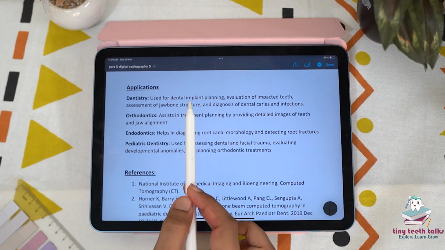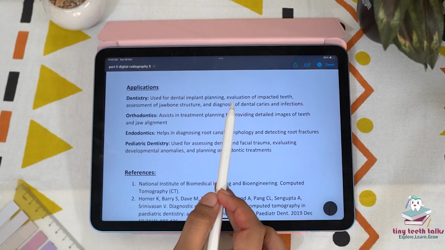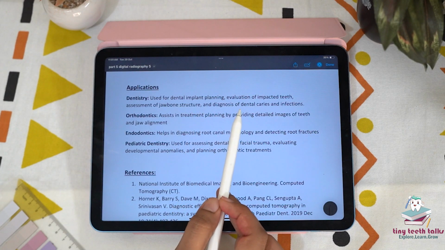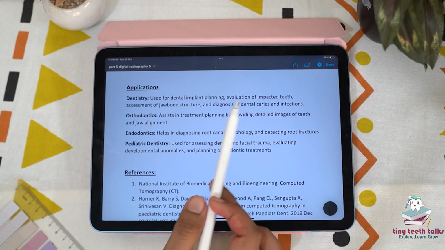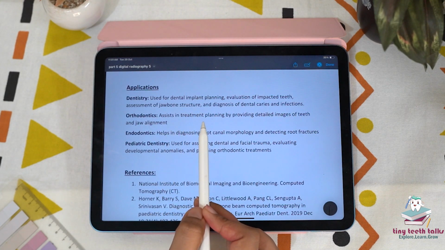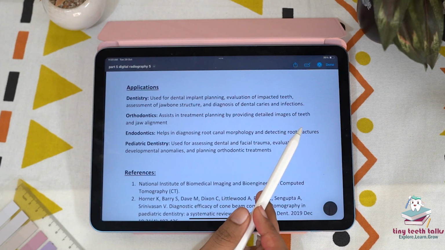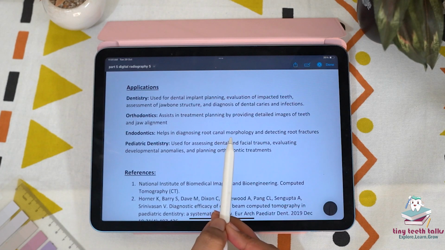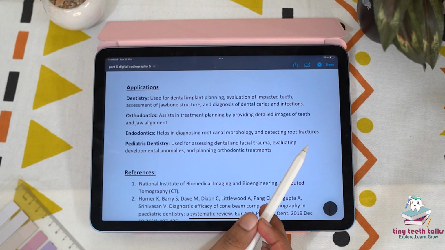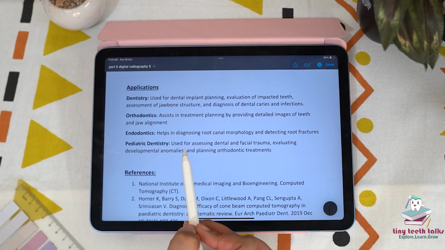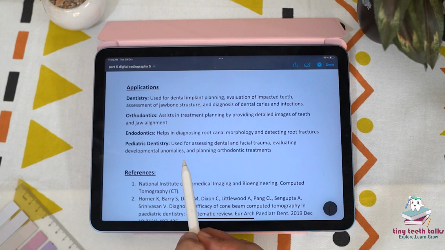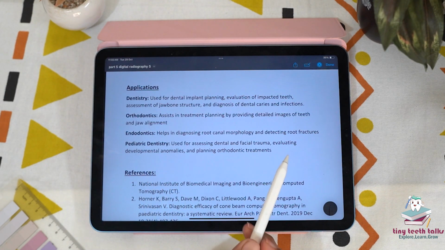Applications. Dentistry: used for dental implant planning, evaluation of impacted teeth, assessment of jaw bone structure, and diagnosis of dental caries and infection. Orthodontics: assists in treatment planning by providing detailed images of the teeth and jaw alignment. Endodontics: helps in diagnosing root canal morphology and detecting root fractures. Pediatric dentistry: used for assessing dental and facial trauma, evaluating developmental anomalies, and planning orthodontic treatments.